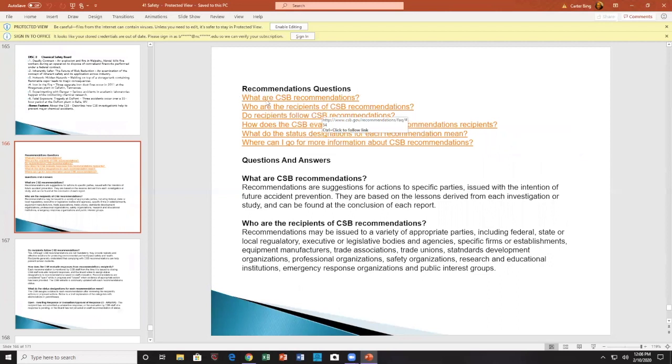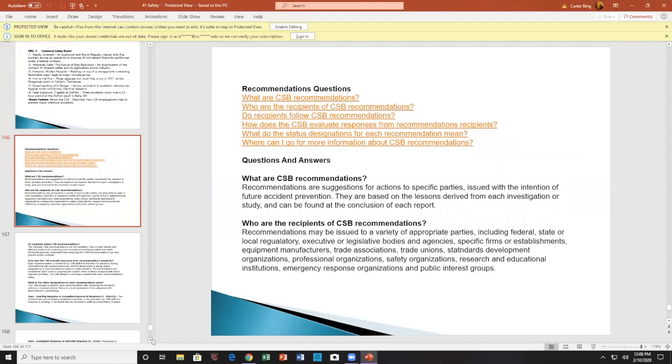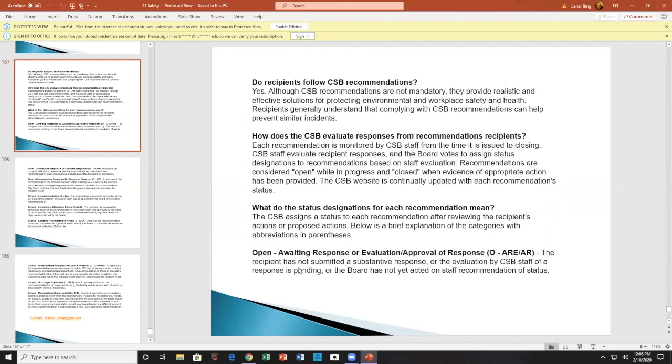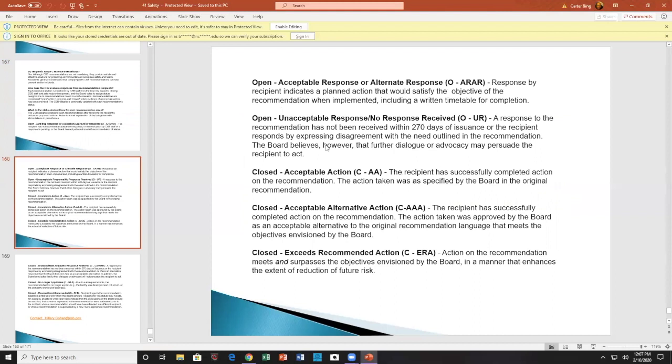Recommendation questions, questions and answers, right? What are recommendations? Who's the recipient? Right, some of the other neat stuff. There are different levels here, I guess. What are these levels? What do status designations mean? Awaiting response, acceptable response, unacceptable response, acceptable action, alternative action, exceeds recommended action.